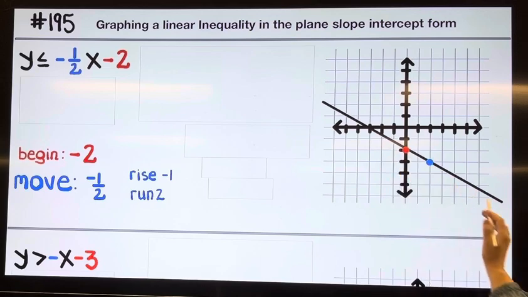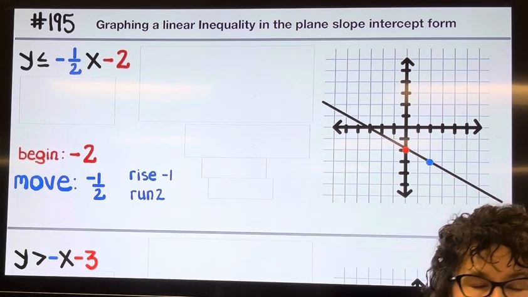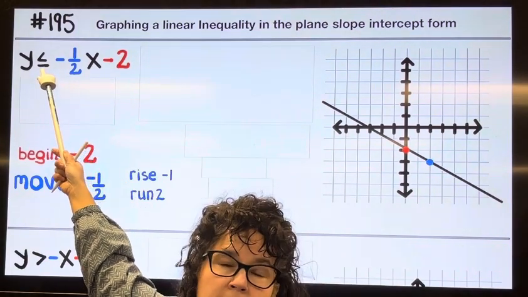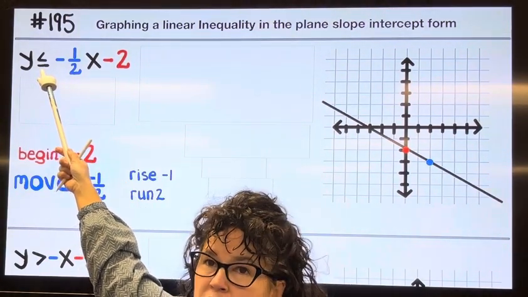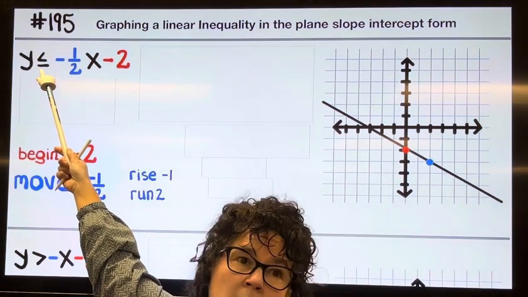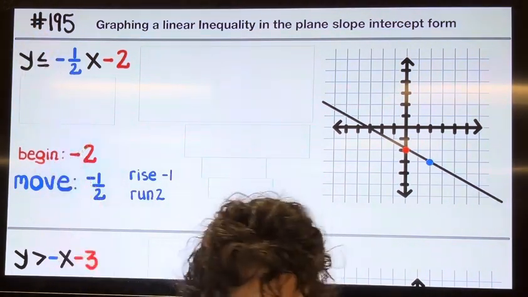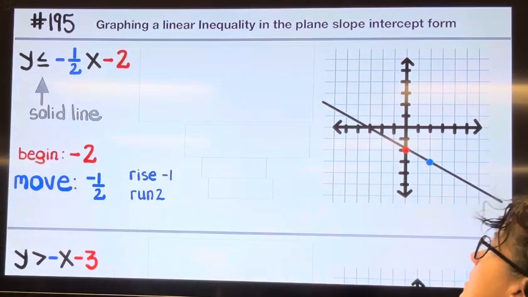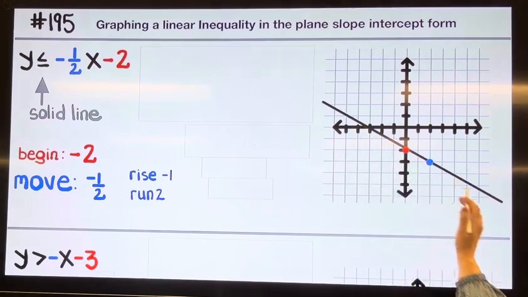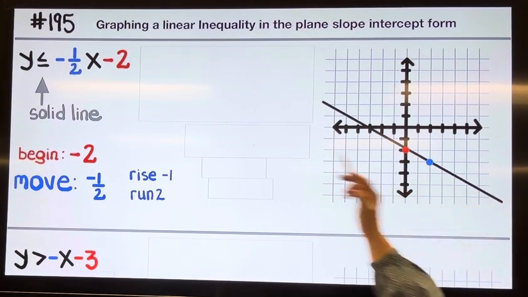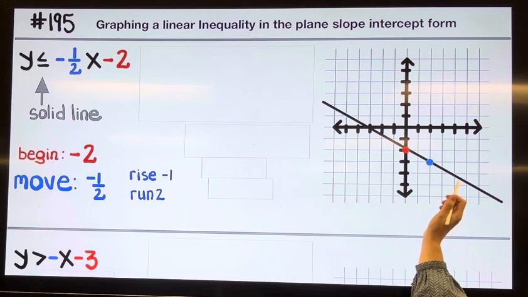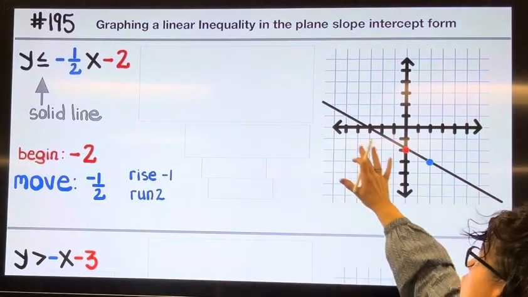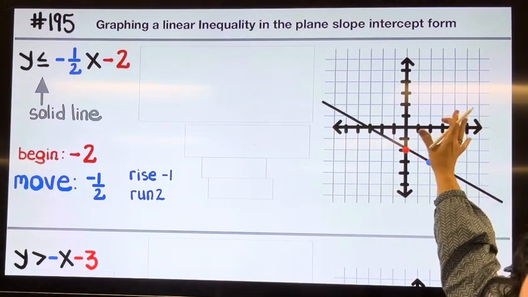And when I graph my line, I now need to decide based on whether or not there's an underline if this line should be solid or dashed. Now, because this particular one has an underline, that means that this is going to be a solid line. So I'm going to keep that a solid line. If it was not underlined, I'd make this line dashed. The last thing that I need to do is decide whether or not I should shade below the line or above the line.